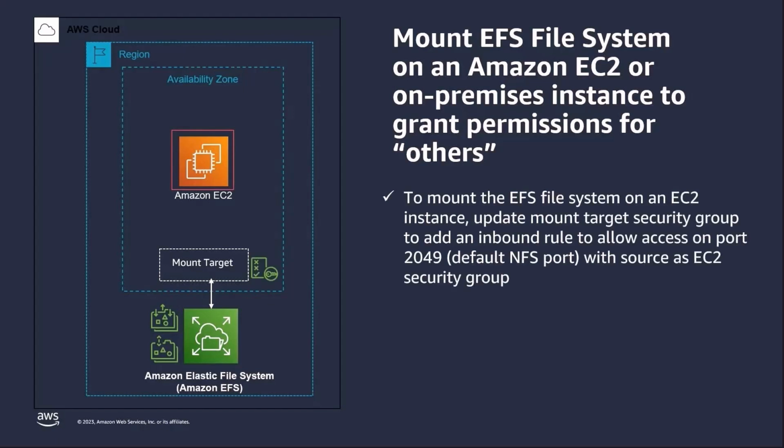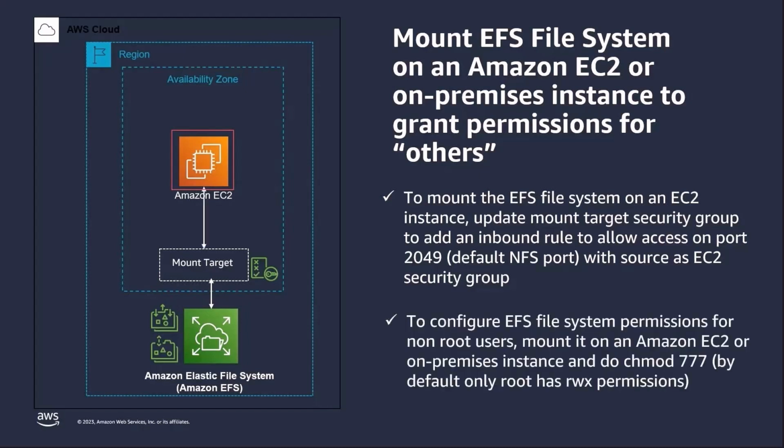After mounting the EFS file system on an EC2 instance, change permissions for the file system to 777 so that other users like Oracle installation user on RDS Oracle will be able to read-write files from this EFS file system.